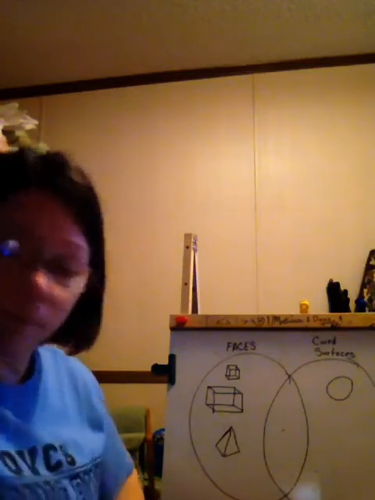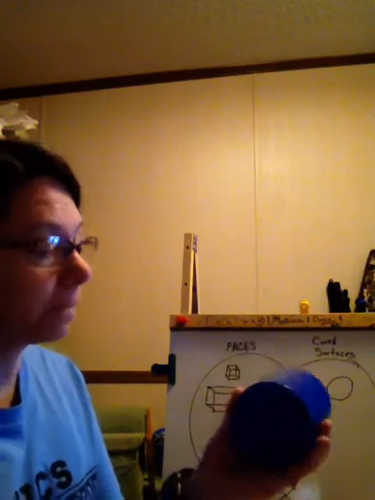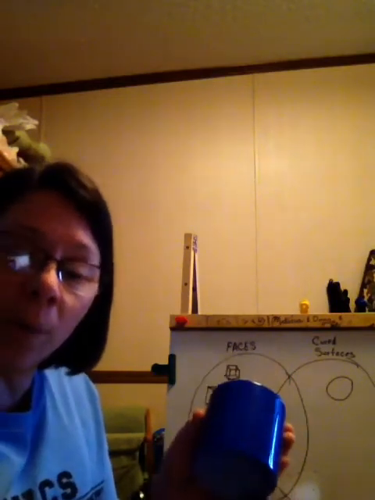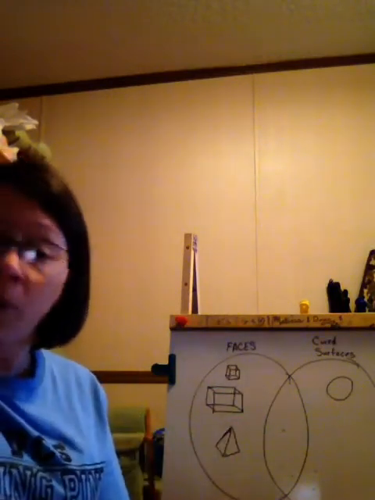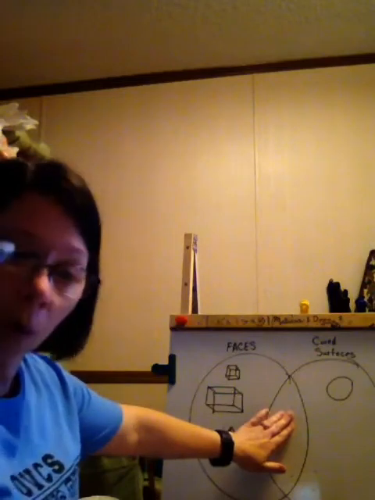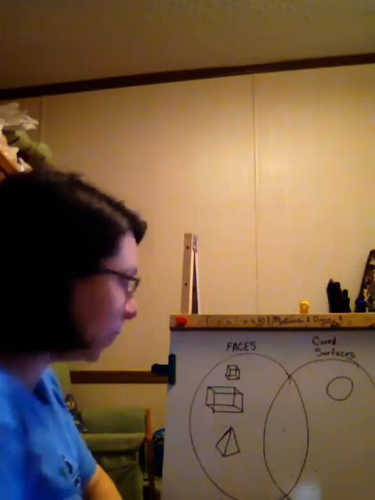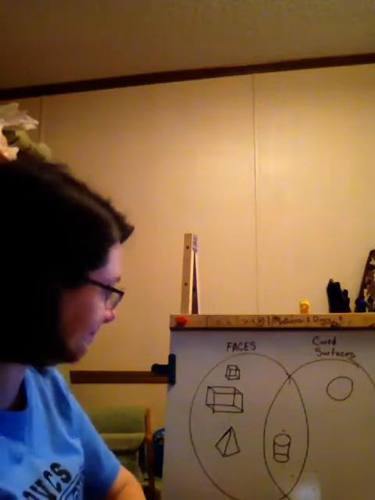All right. What about a cylinder? Does it have any faces? It does. Does it have any curved surfaces? It does. So where do we put the cylinder? Well, we are going to put it here where it overlaps. It has faces, and it has curved surfaces, so we are going to put our cylinder here. And there is our cylinder.